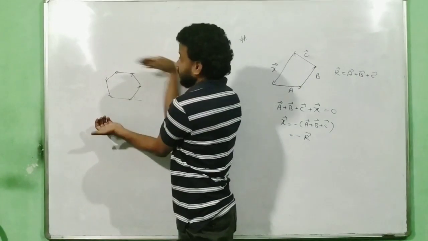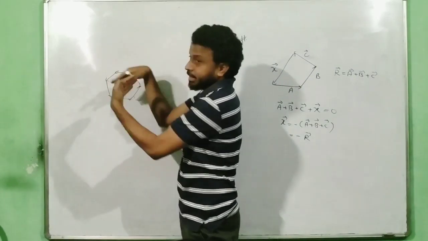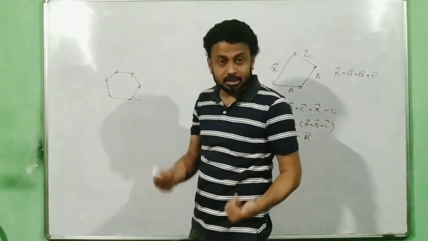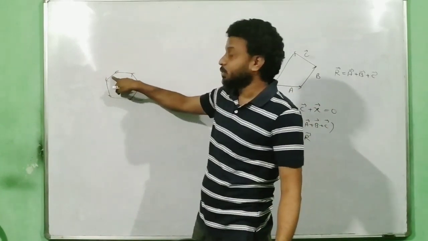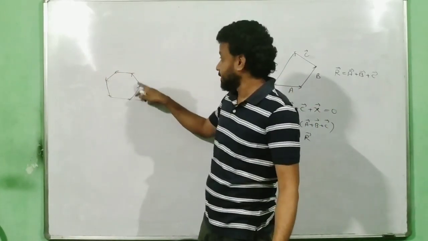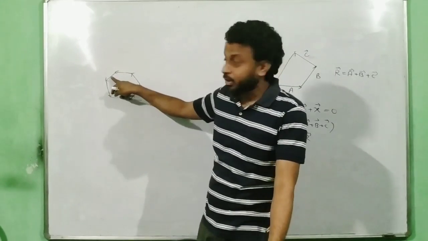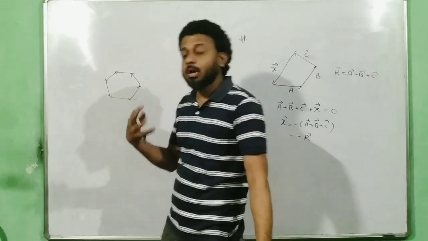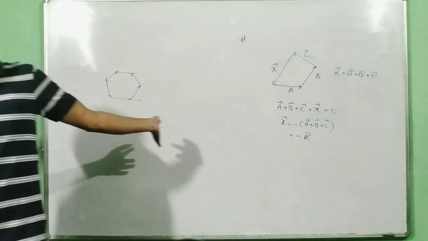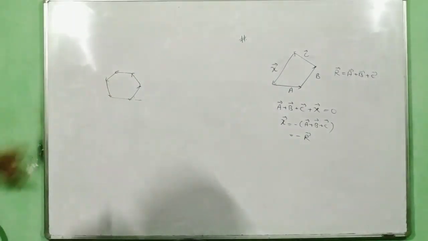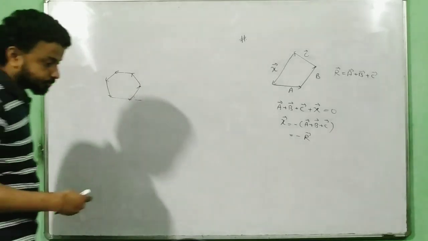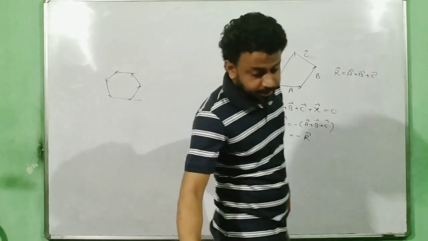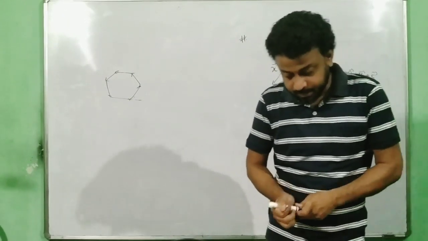Remember, these two are in the opposite direction. One is going that direction, one is going this direction. So 180. 180 plus 60 is 240. So the fourth one will make an angle of 240, and the last one will make an angle of 300 with the first vector. What is the resultant vector? That means we are talking about this very question. The answer is 0.